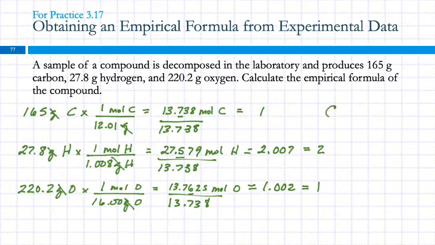So for the carbon, the subscript is 1. Do we write the 1? No, we don't. And for hydrogen, the subscript is 2. And then for oxygen, it's 1, so we just write the element. So that's the empirical formula.